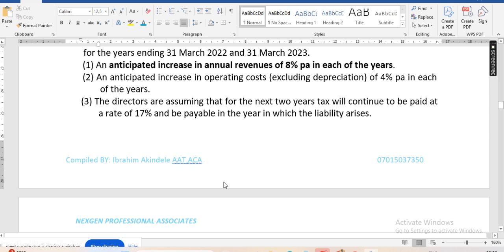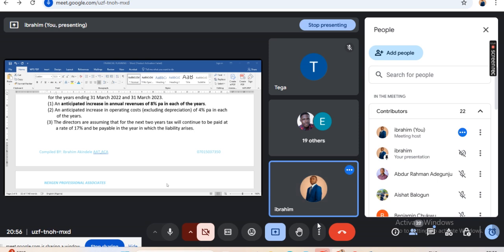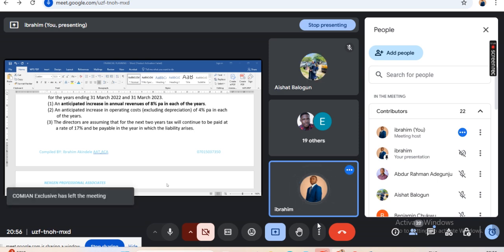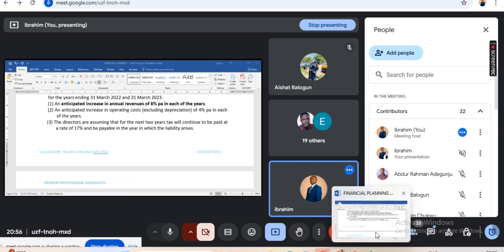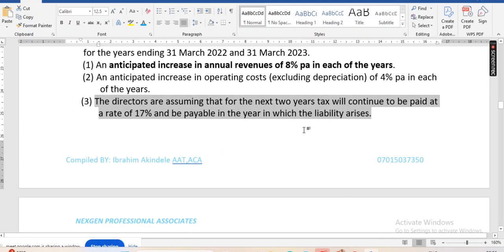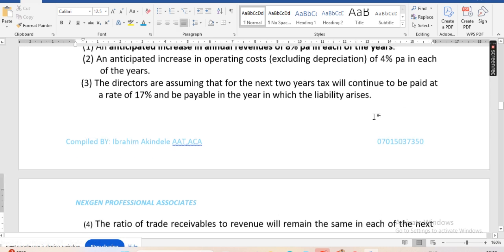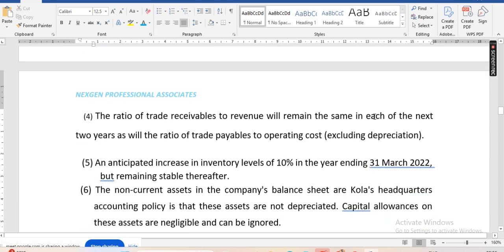The directors are assuming that for the next 2 years, tax will continue to be paid at a rate of 17% and be payable in the year in which the liability arises. Now, this is the tax. The tax will be paid in the year in which the liability arises. So it means that when you make a profit this year, the profit will be subject to tax in that particular year, not that it will be in arrears. That is what it means. That is the projection. Another one is 4.